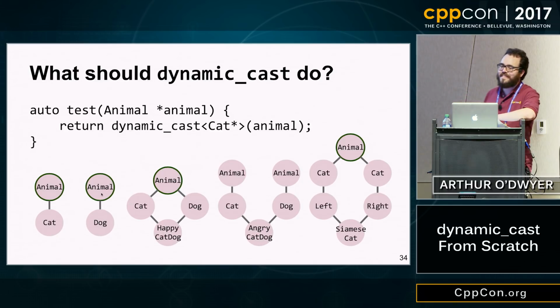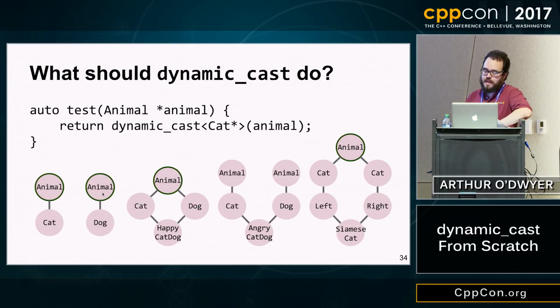I point to this animal, and I say, I would like this cat, please. Now there's a problem, because this is not actually a cat. So what dynamic cast to cat star is going to do in this case is give you back null. If I tried to cast it with dynamic cast to cat reference of animal, it would throw bad cast. I'm going to stick with casting pointers here because pointers are nice, and I can just say this gives you null. And we can implement one behavior in terms of the other easily enough.